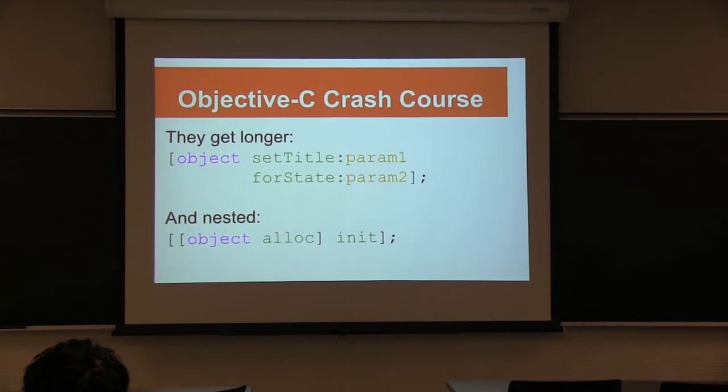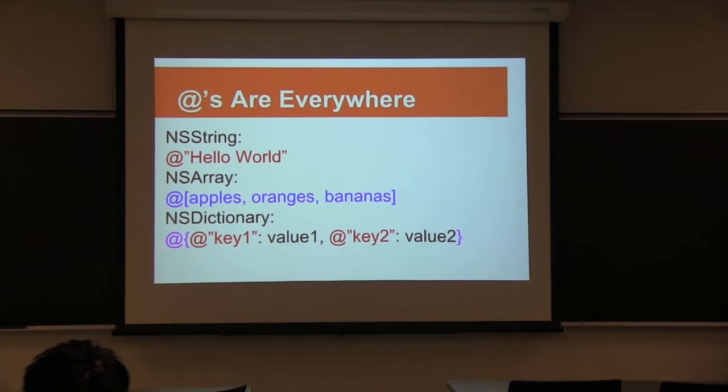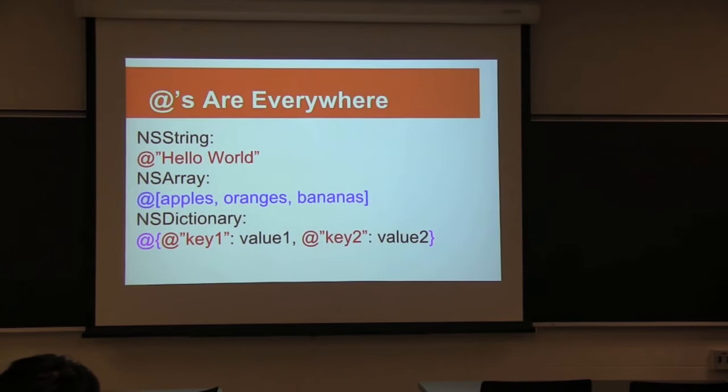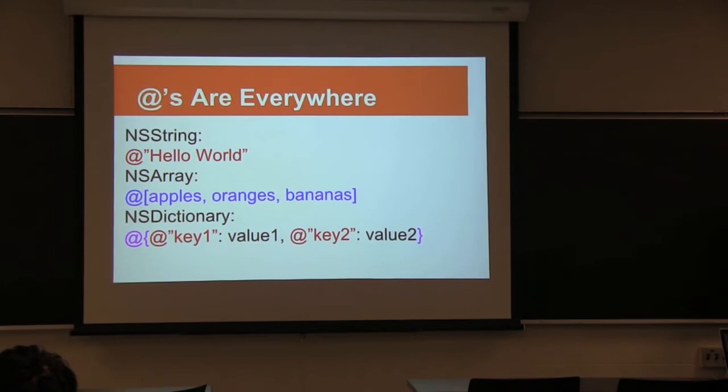So another thing about Objective-C, at symbols are everywhere. If you see something that has an at in front of it, that usually means that that's something that's specific to Objective-C, and it's the way that Objective-C differentiates from C, because it actually has a nice feature that you can write C and Objective-C in the same file.